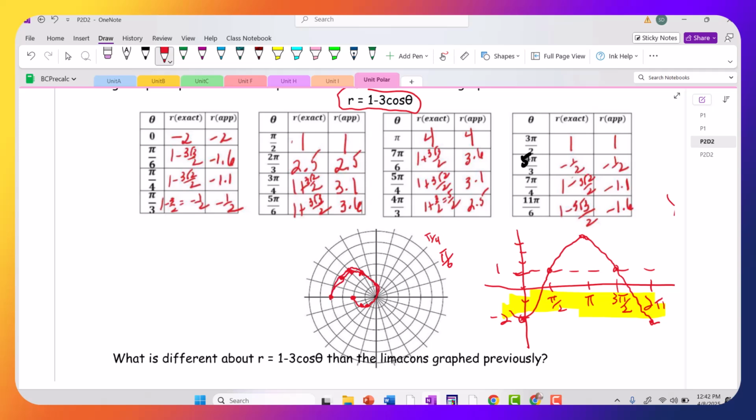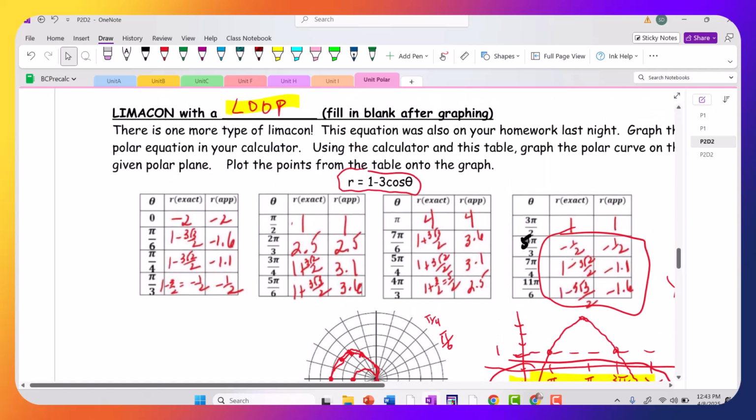Okay, and then it's symmetry. On the other side, we have the same thing, and then this loop connects in here. That's what these negative values do, because I am running out of time. But here's where the loop came in. Anytime the rectangular graph is below the x-axis, those negative radii values create that loop on the inside of that graph. I don't know what else to call it. And this is called a limacon with a loop.